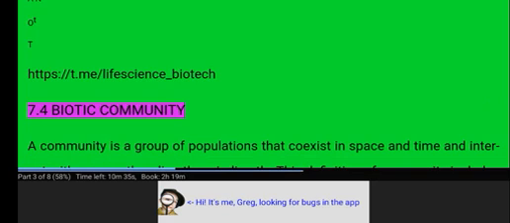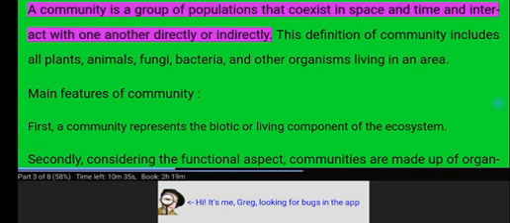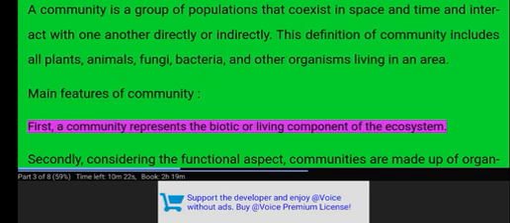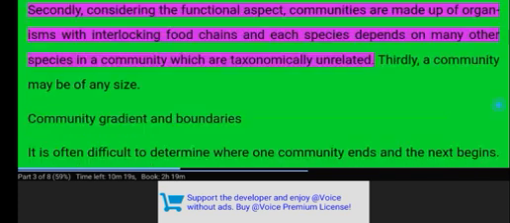7.4 Biotic community. A community is a group of populations that coexist in space and time and interact with one another directly or indirectly. This definition of community includes all plants, animals, fungi, bacteria, and other organisms living in an area. Main features of community. First, a community represents the biotic or living component of the ecosystem. Secondly, considering the functional aspect, communities are made up of organisms with interlocking food chains, and each species depends on many other species in a community which are taxonomically unrelated.